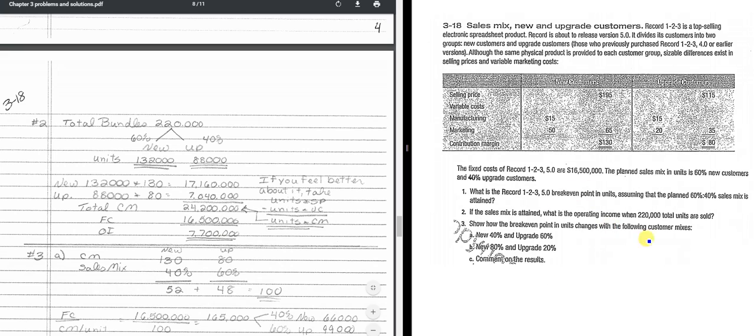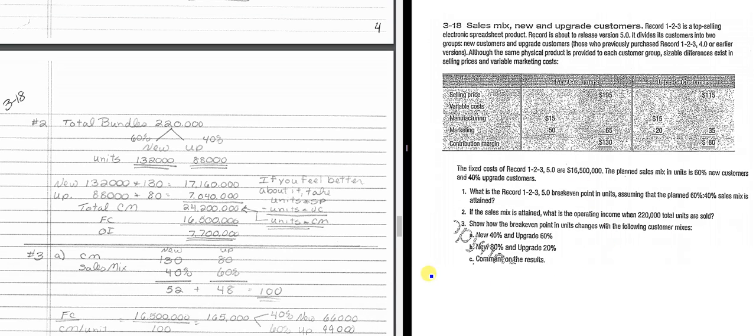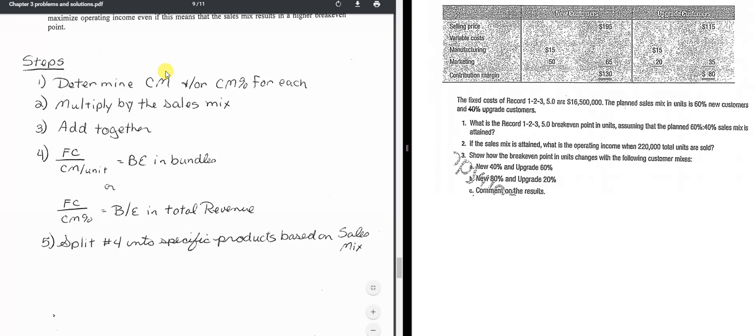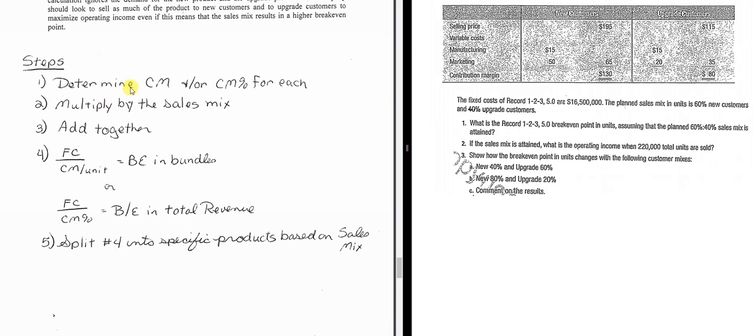This number 3 you can try on your own, see the answers, just use it as a test yourself. And then the last thing is this kind of gives you the steps to get the contribution margin or contribution margin percent for each, multiply it by the sales mix, add it together, fixed cost divided by contribution margin, then split them out.